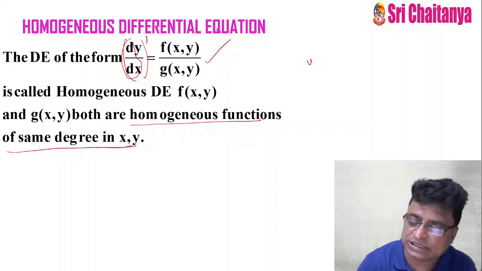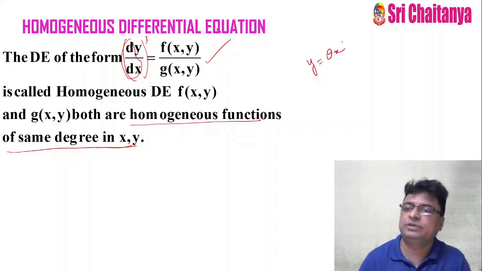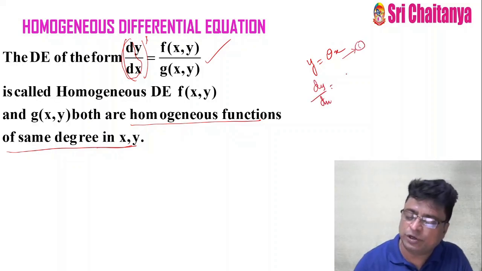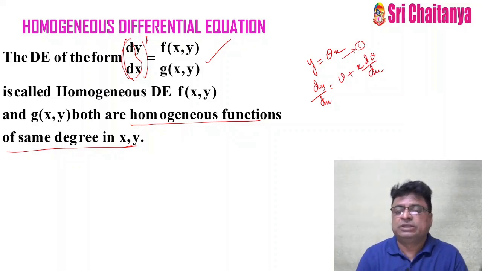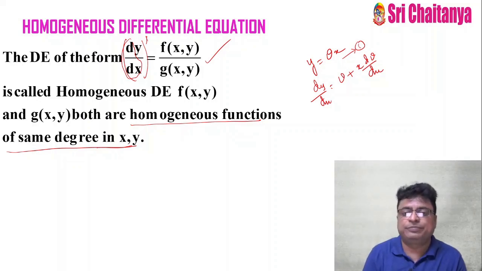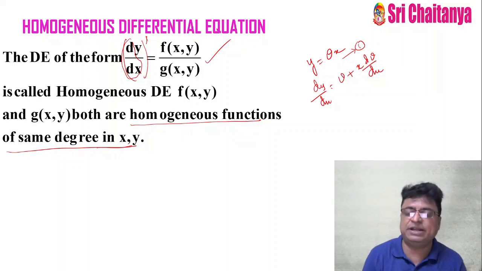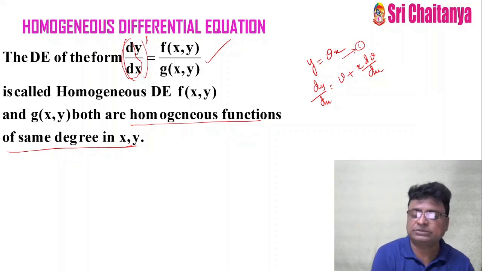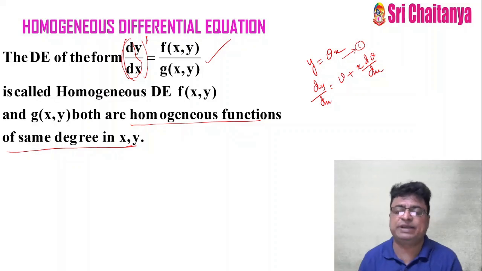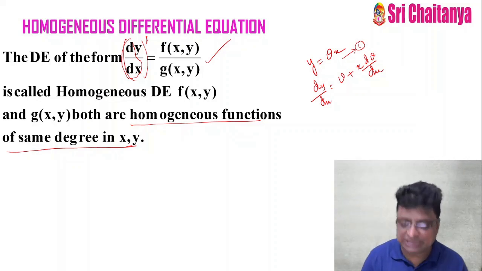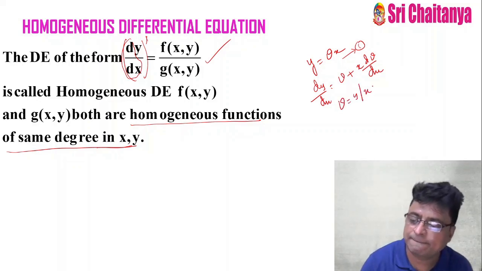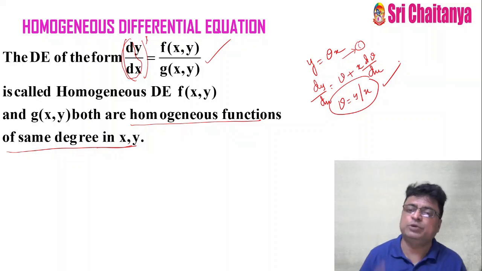For that, what I am doing is, put y is equal to vx. You consider y equal to vx. This is important. So find dy by dx, that is equal to v plus x into dv by dx. You substitute these things in the given equation, then automatically the equation will be converted into the variable separable form. Once it is in variable separable form, separate all x terms with dx and v terms with dv, and integrate on both sides. You will get the solution, and in the general solution you replace v with y by x.